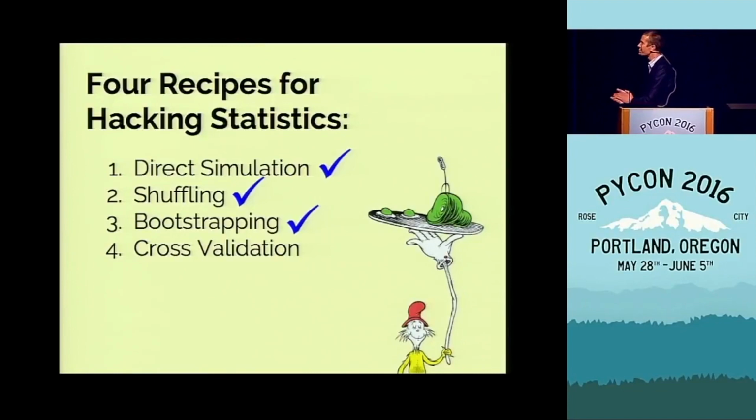Now, the last recipe for hacking statistics that I really like is cross-validation. And this is something, if any of you have been working in machine learning, you'll be familiar with. Basically, cross-validation is a way to determine how well a model is fitting data when you don't have some a priori description of the data.